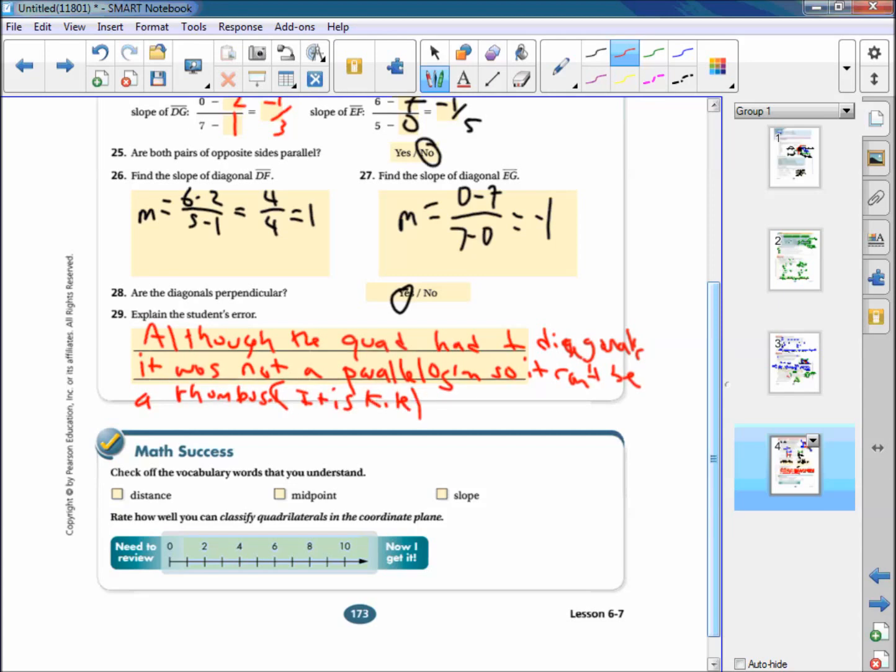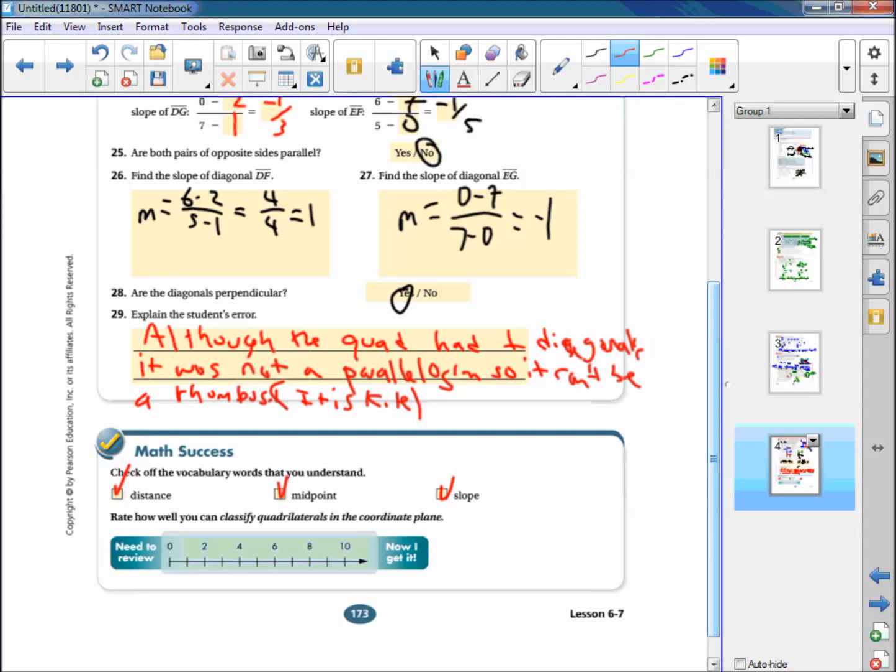Okay? All right, so check off the vocabulary words that you understand. So you should be able to find the distance. This is not the first time we did that. You should be able to find midpoint. This is not the first time we've done that. And you should definitely be able to find slope. You've been doing that one for a long, long time.